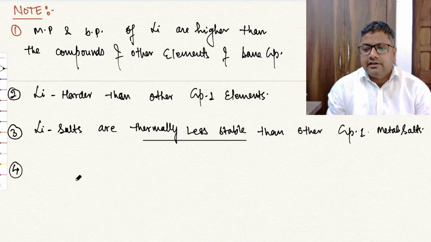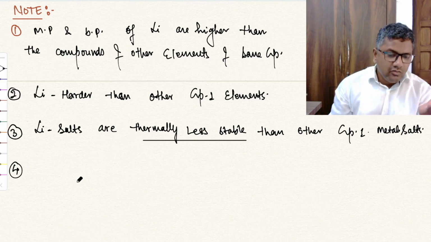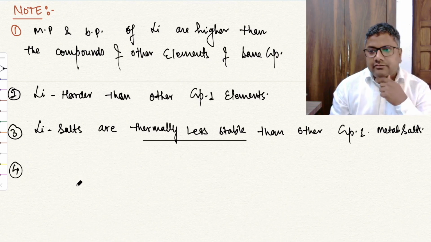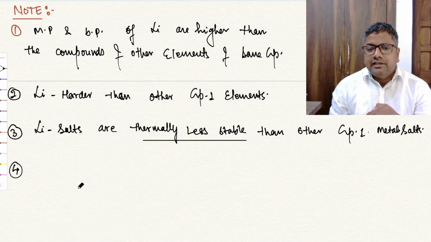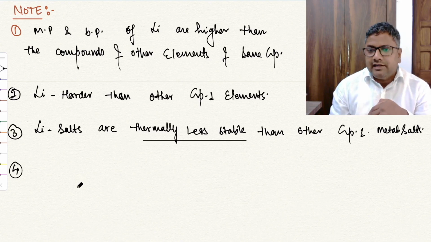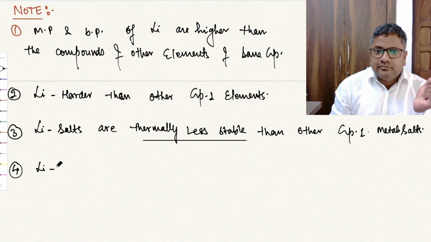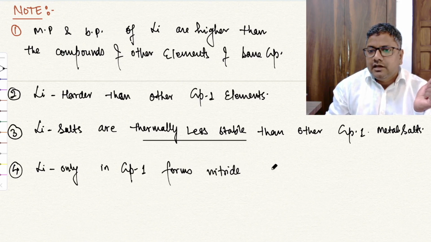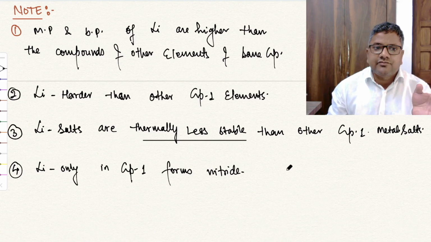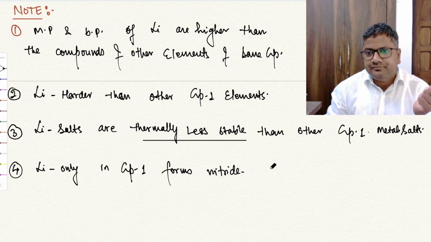Fourth point, I have discussed this also: only lithium has the ability to form nitride in the first group, and other elements of the first group will not form nitride. So lithium only in group 1 forms nitride. And what about group 2? All group 2 elements form nitride, right?